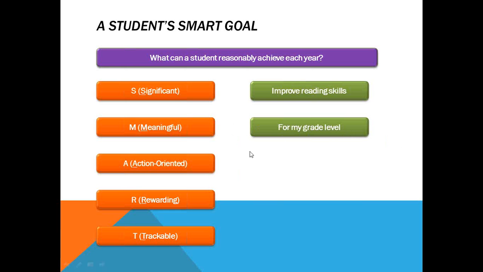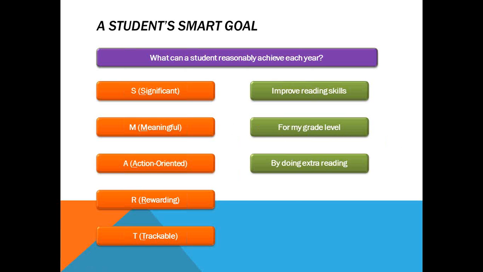How do we incorporate A for action-oriented into a goal statement? Well, one action that a student could take is they could do extra reading. Maybe they do that extra reading with you during your weekly meeting. Maybe they do extra reading at home. So they read to a younger sibling or to an older sibling who can help them know whether or not they're reading the words correctly. So doing extra reading is a good action step in this particular goal, because if the student is not taking that action, they're not going to see a difference.